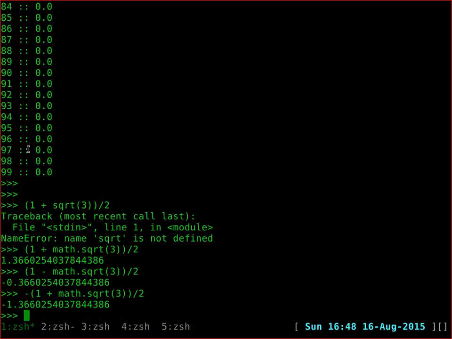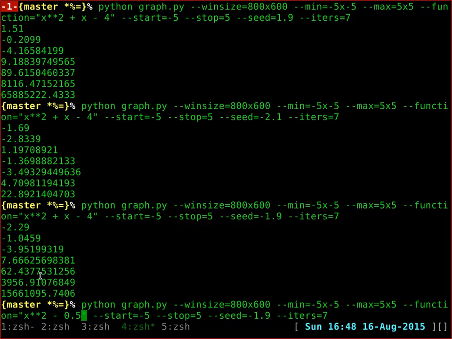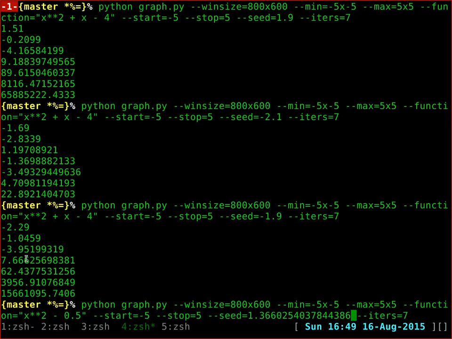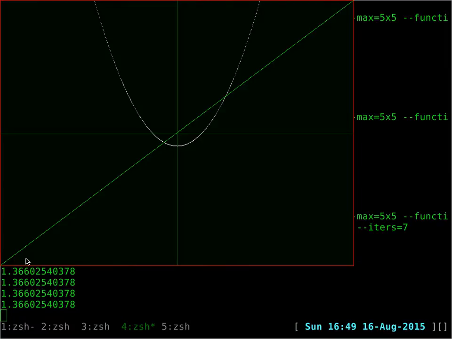So in this case, these two are fixed points. Let's verify that first. We'll plot it from -5 to 5. That should be fine. Function is x squared minus half. Start is -5, stop is 5. That is good. We'll take this point, put it here, 7 iterations. See what happens. It stays there. This doesn't have a zero degree term, a constant term. Because of that, it's symmetrical with respect to the y-axis. Right, so this is a stable point.